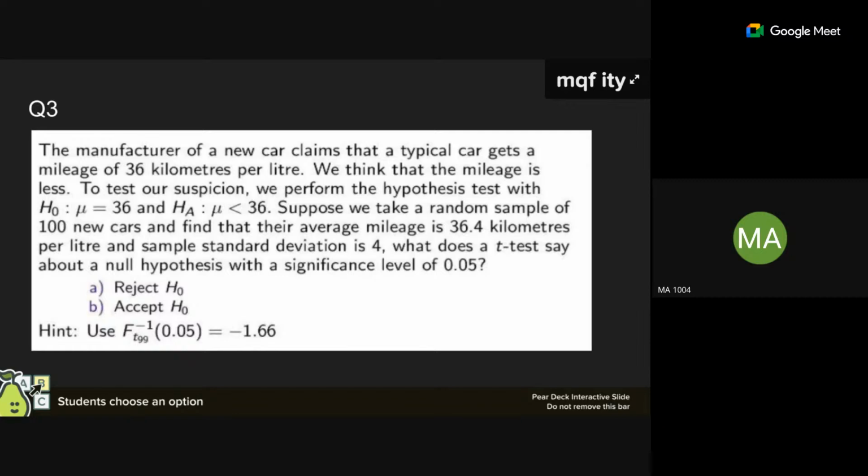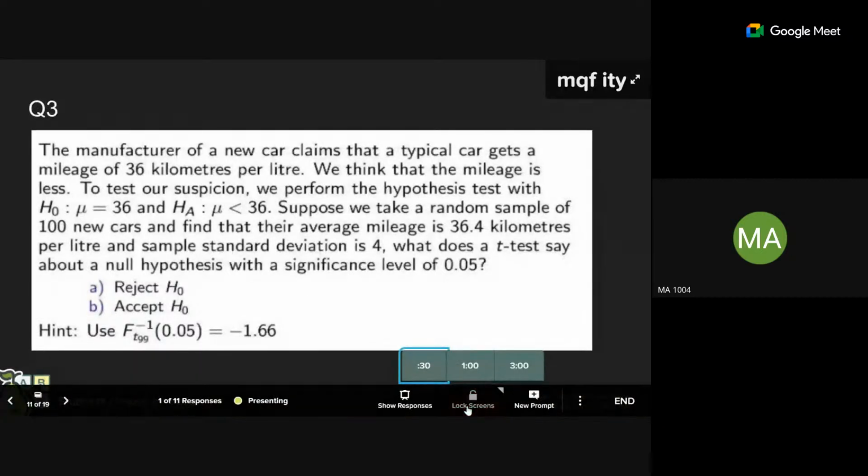Fine. Then to check it, obviously we will take some random sample. Let's say they have taken 100 new cars, calculated the mileage of the 100 cars and taken the average of them, and they found that it is 36.4, and the sample standard deviation for the same thing is 4. So according to this information, obviously we know that we are going to use a t-test. So at a given significance level, what will you do? Will you accept the null hypothesis or reject it?